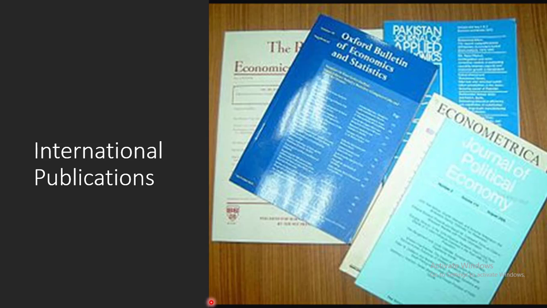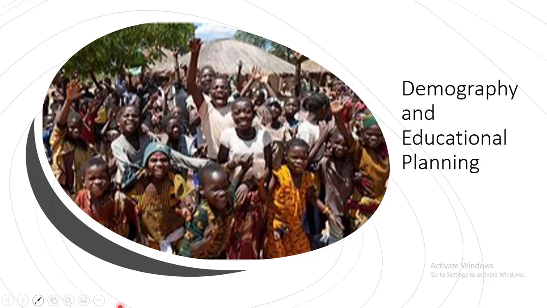So whoever is looking for such a publication anywhere in the world will be able to find it, because it will be authentic. Now, the other part we need to look at is demography and educational planning. We have looked at sources where we get this demography. Now, why is demography important in planning education?